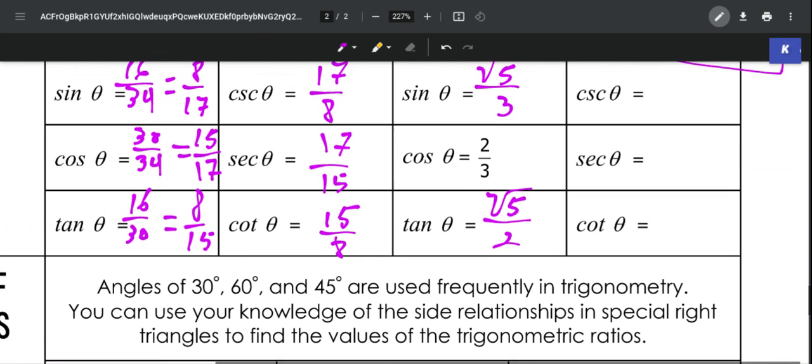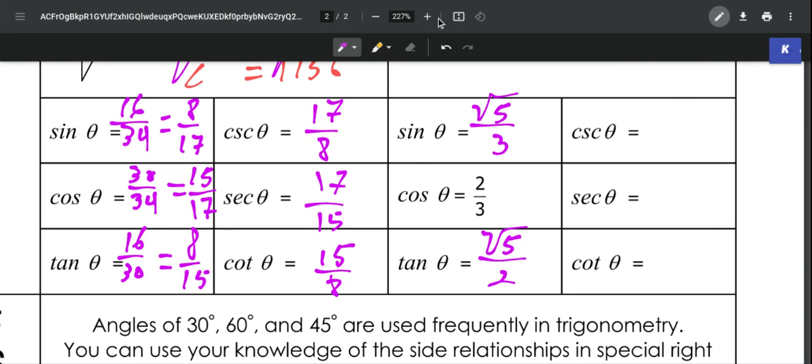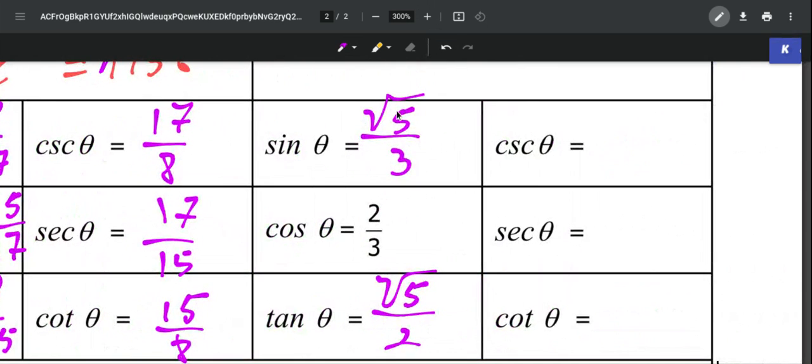Now for each of these, we just have to flip sine, cosine, and tangent for the rest of these. This is where things get a little tricky, because once we take the square root of 5 over 3 and flip it, we end up with 3 over the square root of 5, which we can't have. So we're going to have to multiply the top and bottom by the square root of 5.